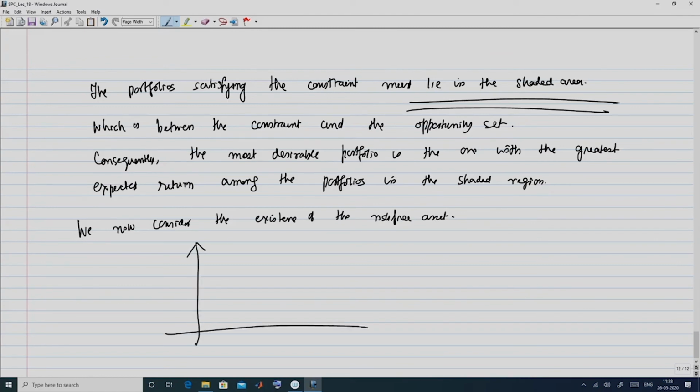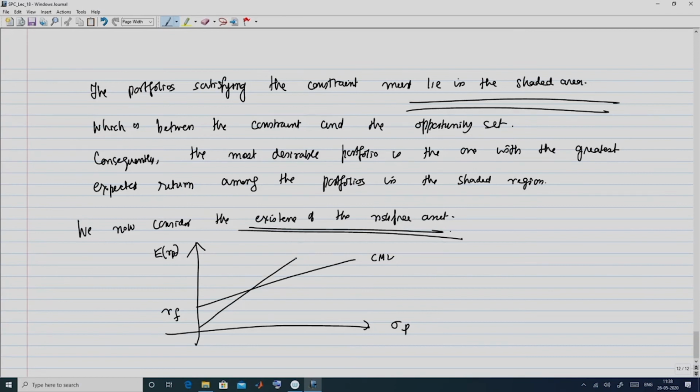In this case, we again look at the sigma p, ERP plane. Now, since we have considered the existence of the risk free asset, the efficient frontier is no longer the previous one, but rather the CML emanating from RF, and then the Telser's ray is given by E of RP greater than or equal to RL plus Z alpha sigma p. So, the region above the Telser ray but below the CML is going to be my new shaded region.